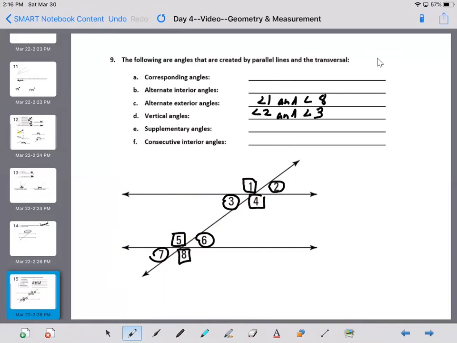Alternate interior, I could say angle 3 and angle 6. Corresponding, I could say angle 4 and angle 8.